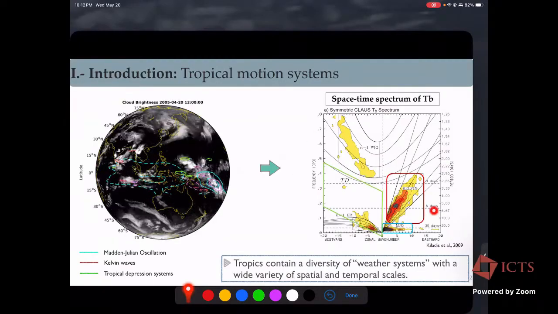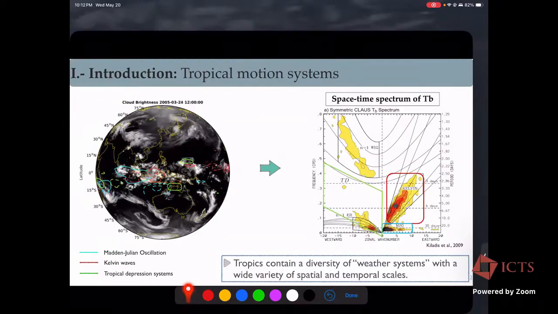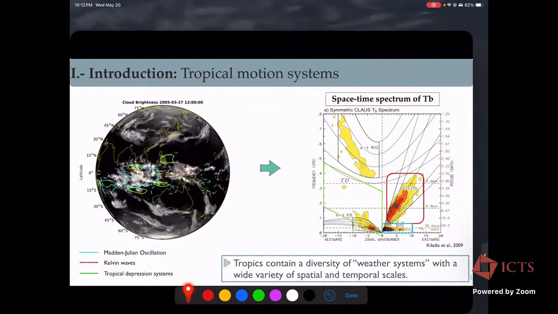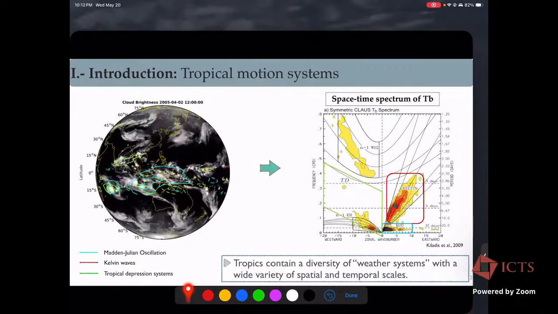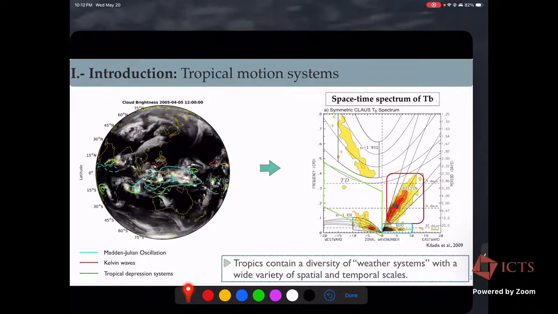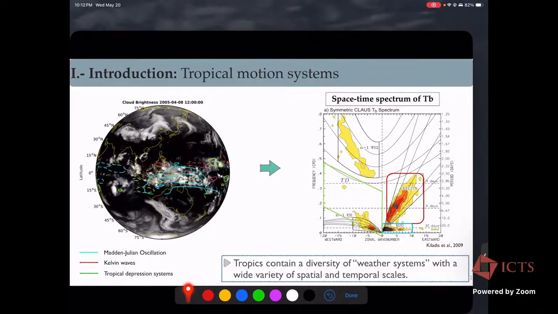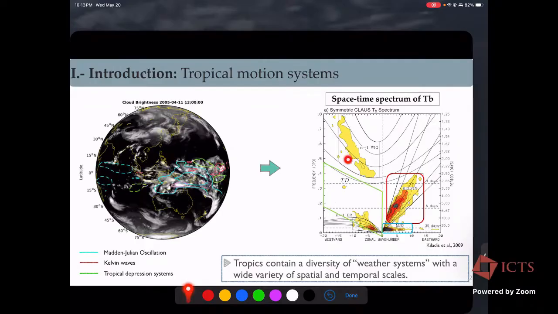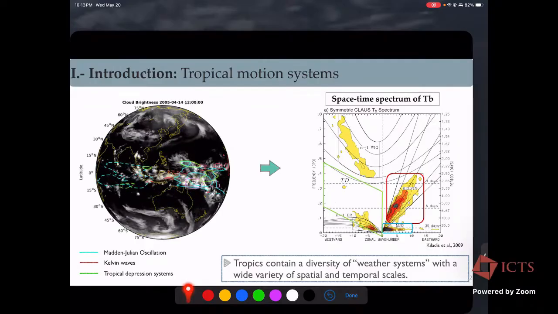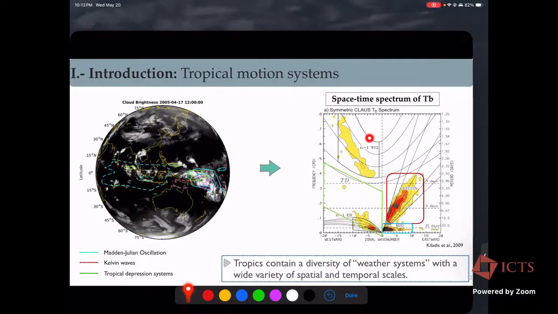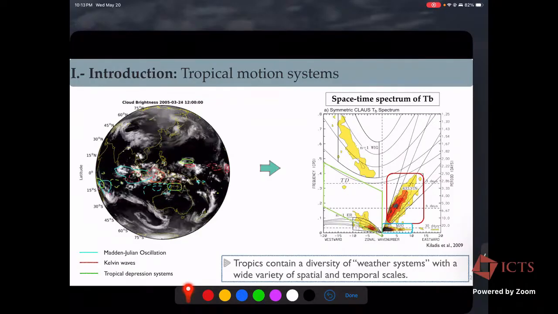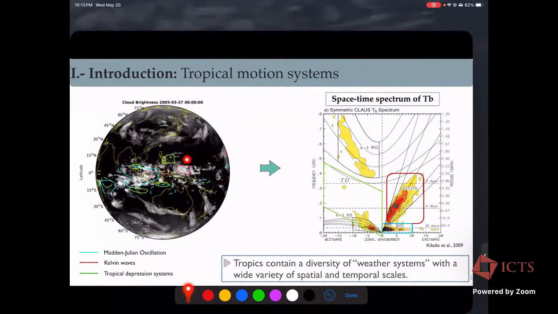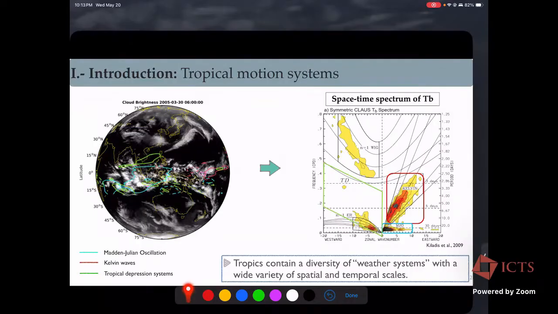There are, of course, a family of tropical waves, some of them propagating eastward, like Kelvin waves and the Madden-Julian oscillation, and there are other waves that propagate in the opposite direction, like equatorial Rossby waves, tropical depression systems, and the westward inertial gravity waves. Most of the time, all of these waves are acting at the same time. This is why the tropics look really disorganized.